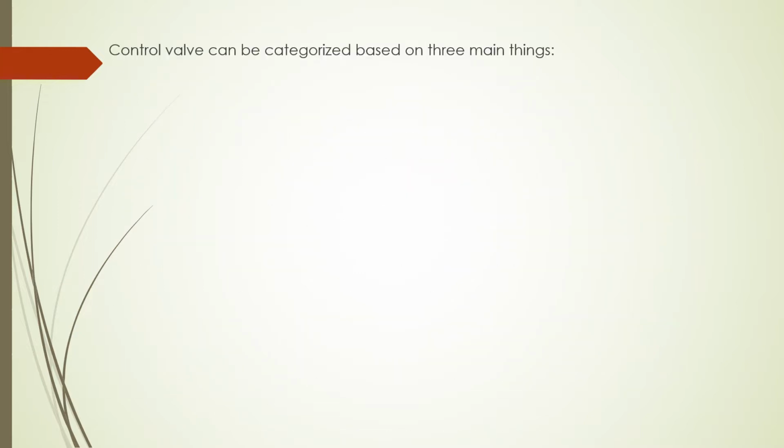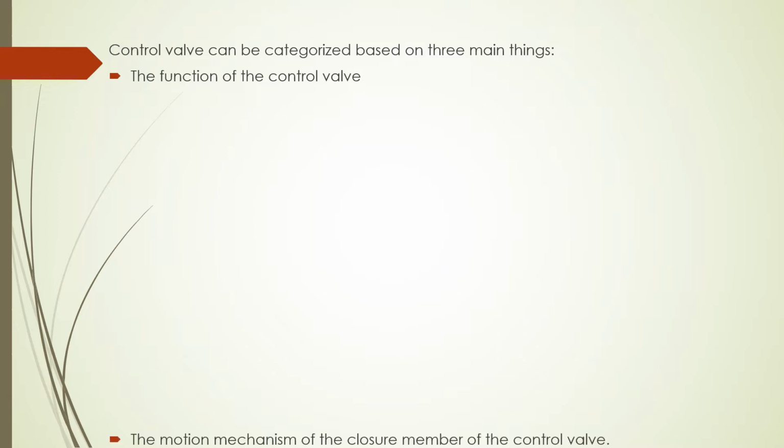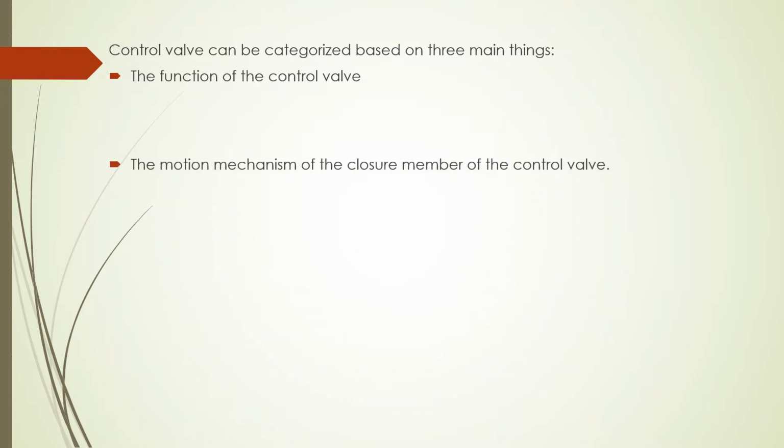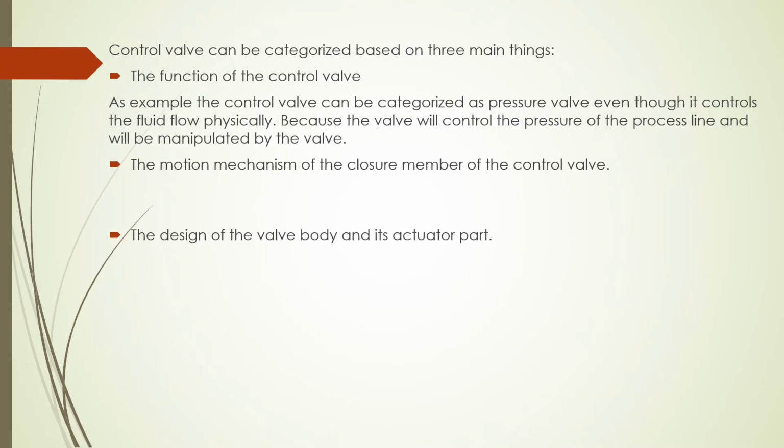Okay guys, control valves can be categorized based on three main things: the function of the control valve, the motion mechanism of the closure member of the control valve, and the design of the valve body and its actuator part. What do I mean by the function of the control valve? Let's take an example. The control valve can be categorized as a pressure valve even though it controls the fluid flow physically, because the valve will control the pressure of the process line.